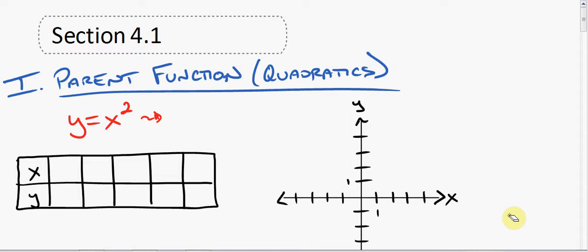Right, and so for quadratic equations, our parent function is going to have this form, which is y equals x squared. And remember, this is the most basic form of the graph for the quadratics, y equals x squared. And what do we know is true about this type of graph? Well, we always know that the vertex for this parent function is going to lie at the point 0, 0.